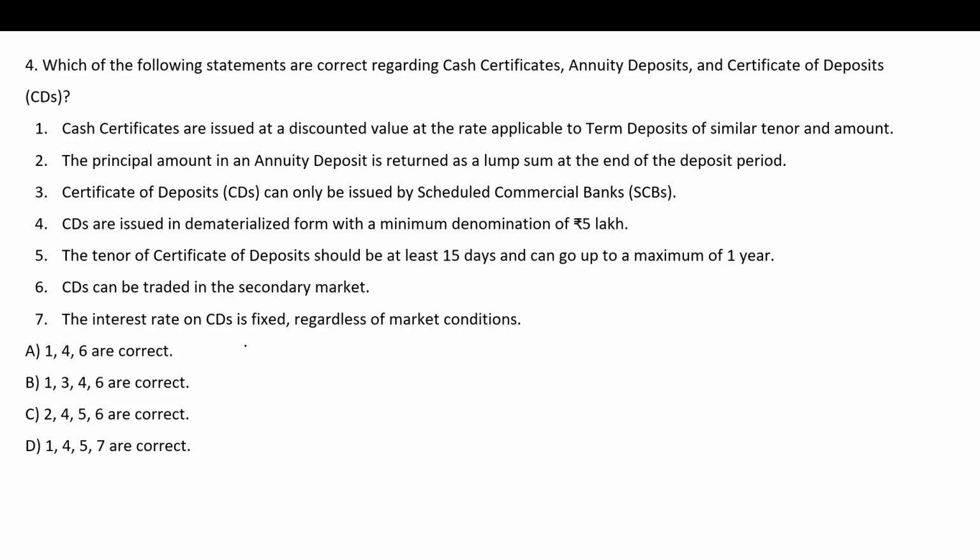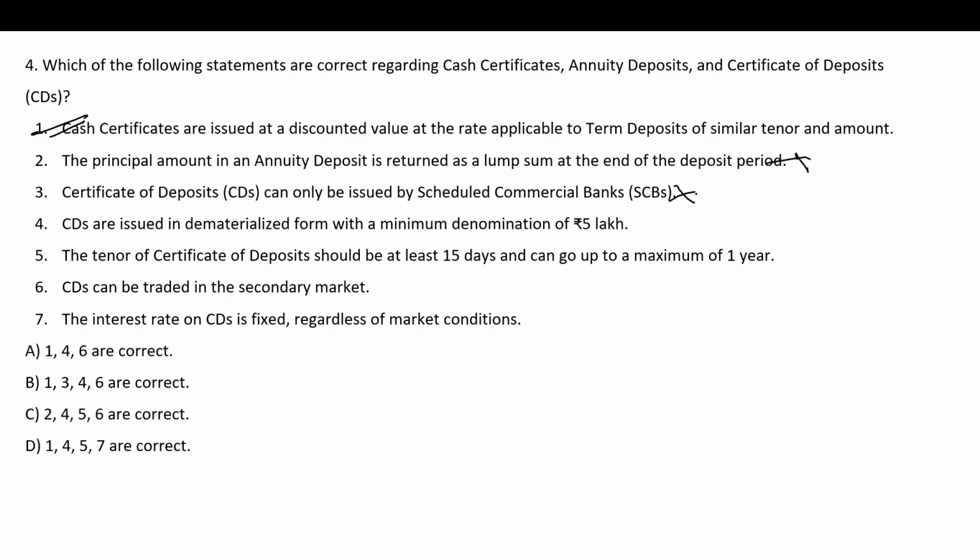Which of the following statements are correct regarding cash certificate, annuity deposit and certificate of deposit? Cash certificates are issued at discounted value at the rate applicable to term deposits of similar tenure and amount. So this statement is correct. The principal amount in an annuity deposit is returned as a lump sum at the end of deposit period. No, this is not correct, since it is given in periodical installments. Certificates of deposit can only be issued by scheduled commercial banks. No, this is not correct. They can also be issued by small finance banks and RRBs.